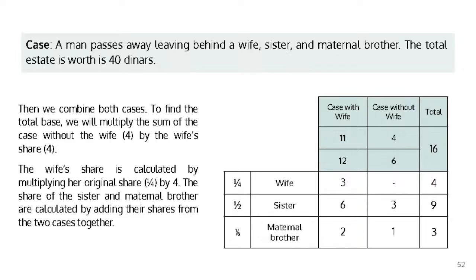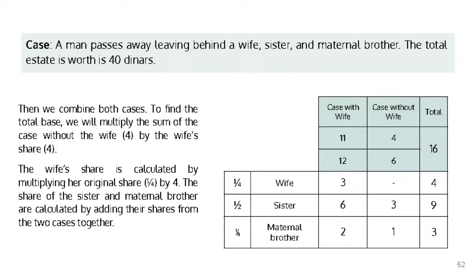1/4 out of 16 is 4. All right, I think my explanation here needs to be changed, because it's not explaining it properly. The wife's share is calculated by multiplying the original share by 4. Sorry about that, by the base, I should say. The new base by the original base.